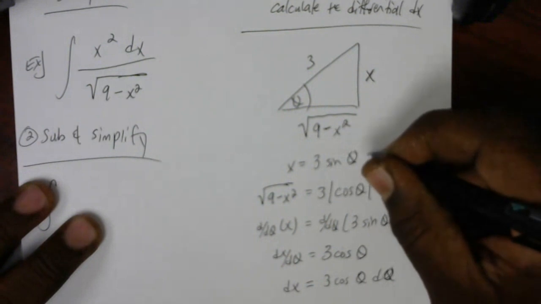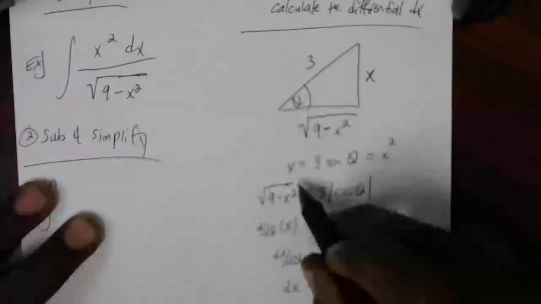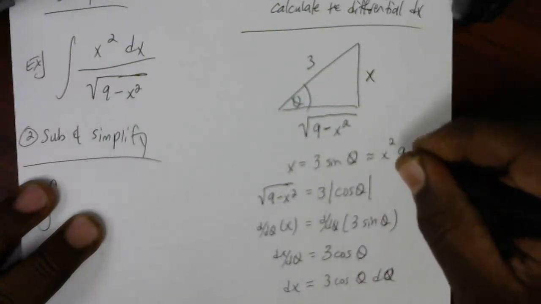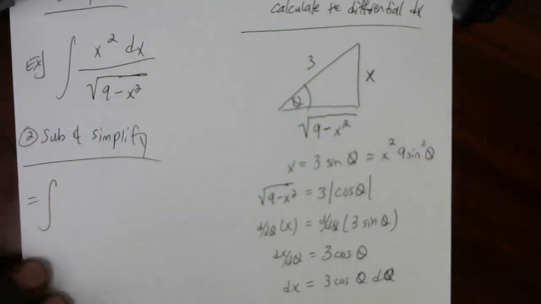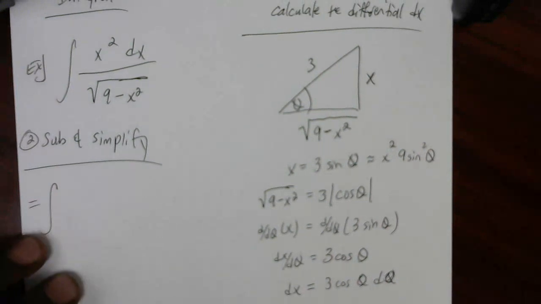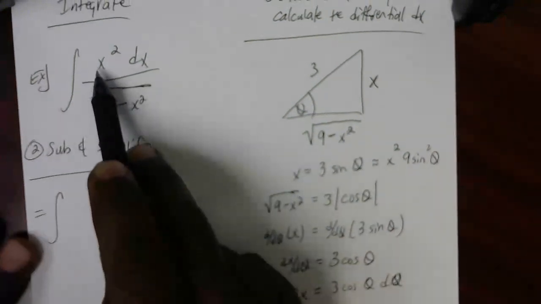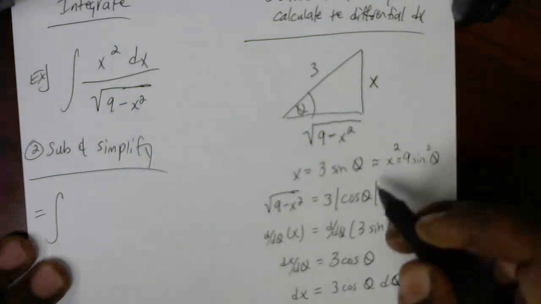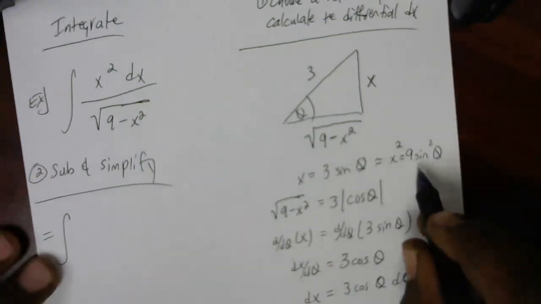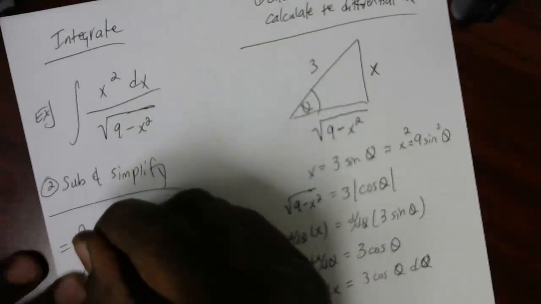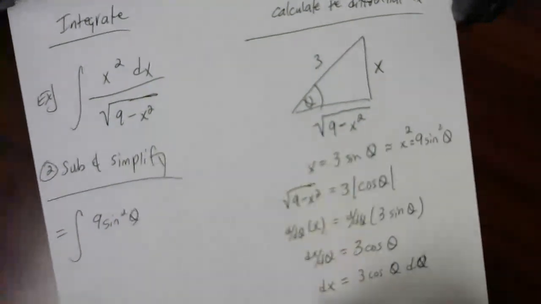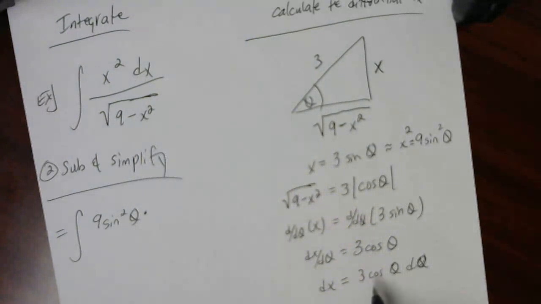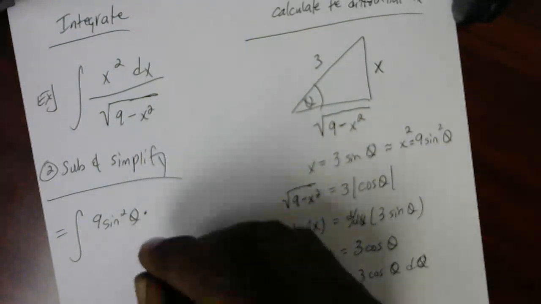So x squared, if I square one side, I have to square the other side. x squared would equal 9 sine squared theta. So I'm going to make my substitution. I'm going to substitute x squared. There should be an equal here. x squared, I'm going to substitute that for 9 times sine squared theta times, I'm going to substitute dx for 3 cosine theta d theta.